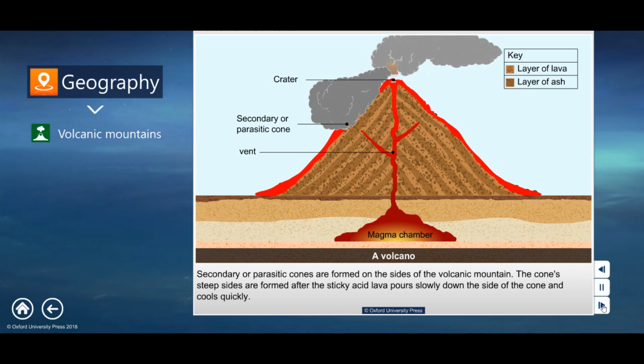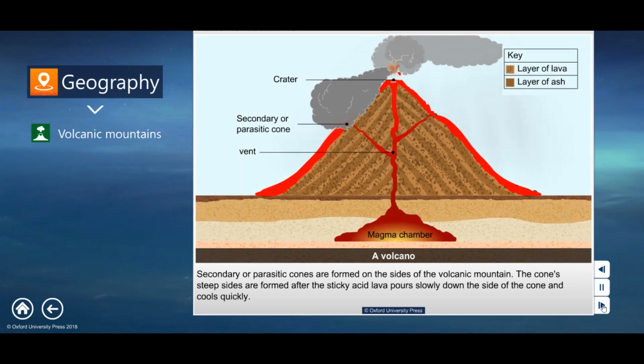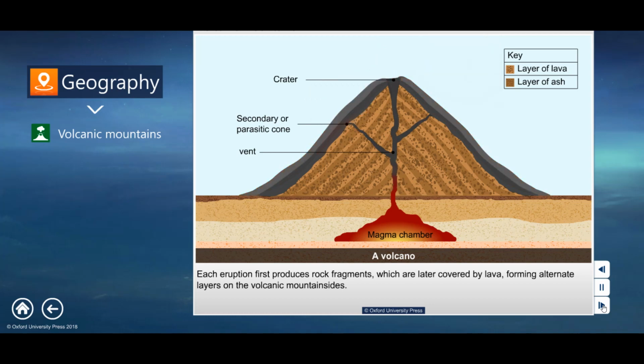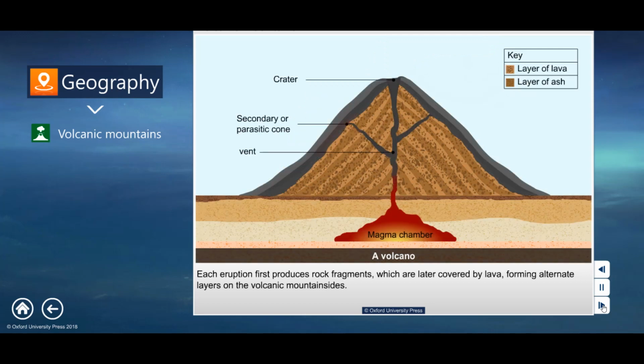Secondary or parasitic cones are formed on the sides of the volcanic mountain. The cone's steep sides are formed after the sticky acid lava pours slowly down the side of the cone and cools quickly. Each eruption first produces rock fragments, which are later covered by lava, forming alternate layers on the volcanic mountain sides.